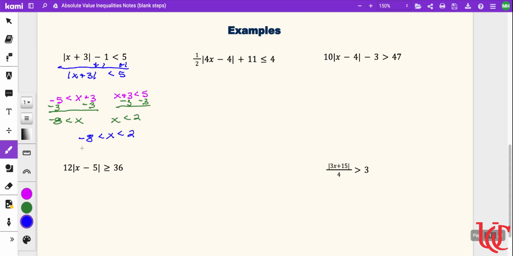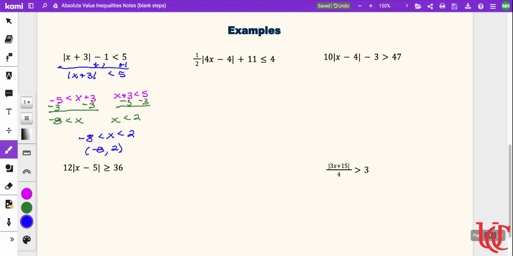If I was doing it in interval notation, it doesn't have the or equal to, so it's a rounded bracket, rounded parentheses, -8. And it's going all the way to 2. And I did it without having to write the number line.